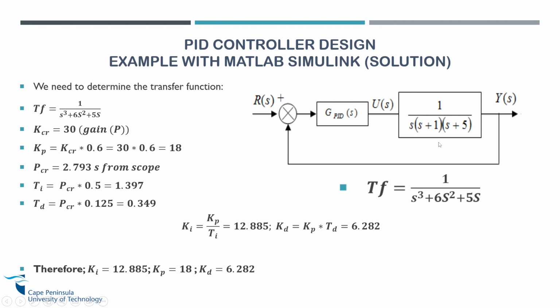The first thing that we need to do in this example is determine our transfer function and simplify it. If we have simplified it, we have s cubed plus 6s squared plus 5s. Then we need to write this in our Simulink. And again, we already discussed this in class. We know what our critical gain is, but let us do it step by step.